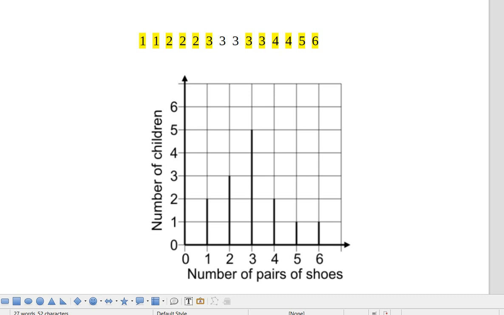I'm asked about my median. So again, I'm looking in the middle. I can see there's 6 to the left and 6 to the right. So in the middle, I've got a 3 and a 3. So my median must be 3.